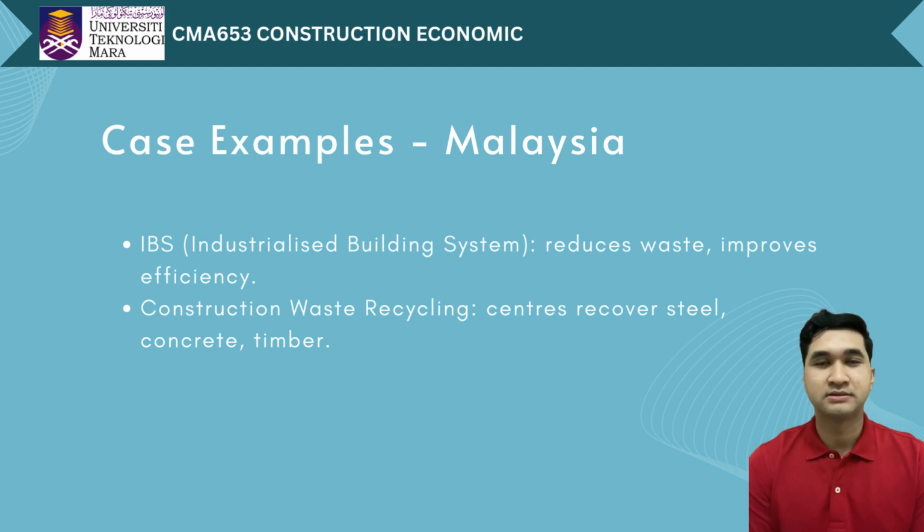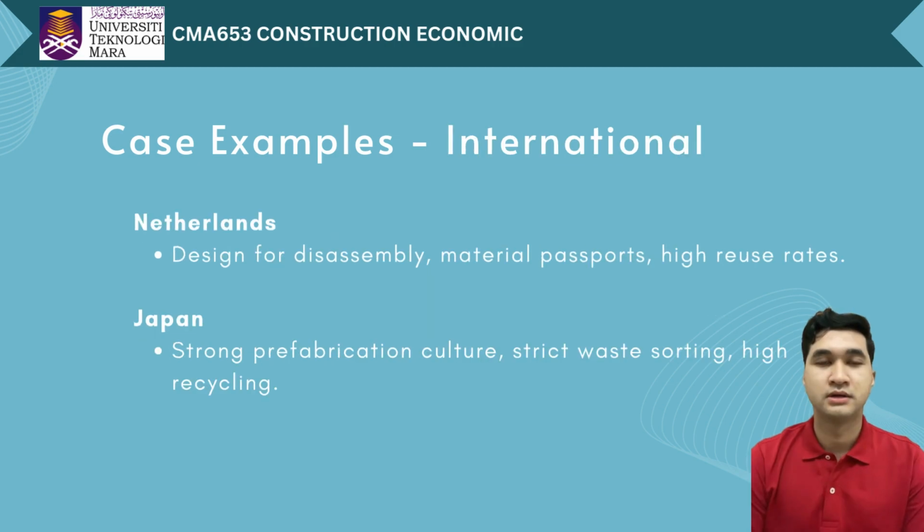Malaysia already practices CE through IBS, which cuts waste and improves productivity. Another example is construction waste recycling in KL and Selangor, where materials like concrete and steel are recovered. This shows early but positive CE adoption. In the Netherlands, buildings are designed for disassembly and tracked with material passports. Japan focuses heavily on prefabrication and on-site waste sorting. Both countries show how CE can work effectively in construction.